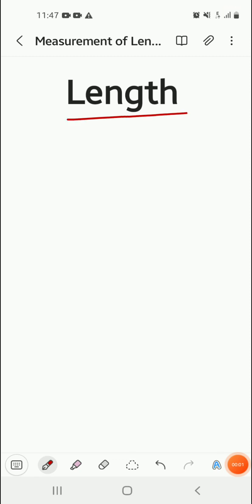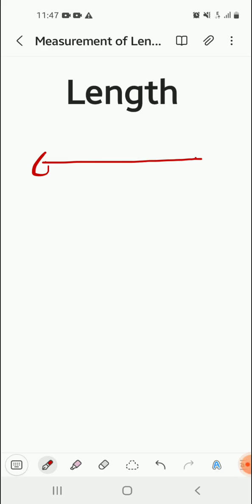Today's topic is length, and by length, we mean the measurement or extent of something from end to end. For example, there are 2 points. The distance between these 2 points from end to end is what we mean by length.